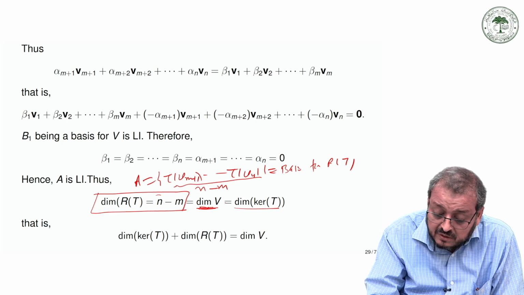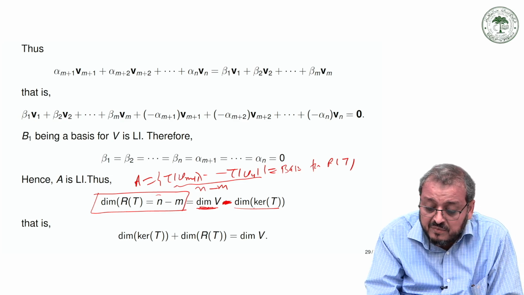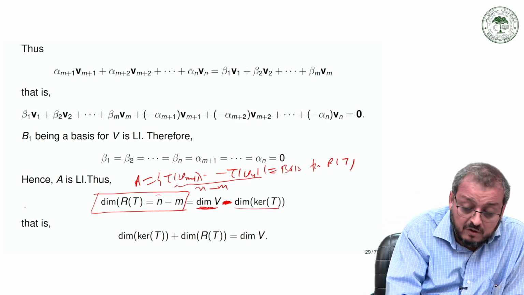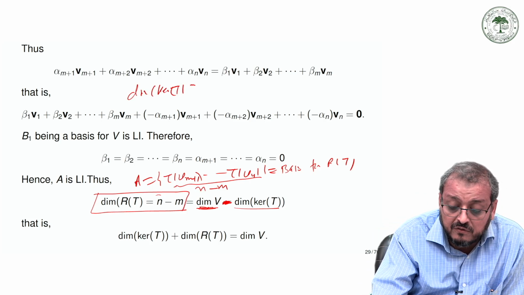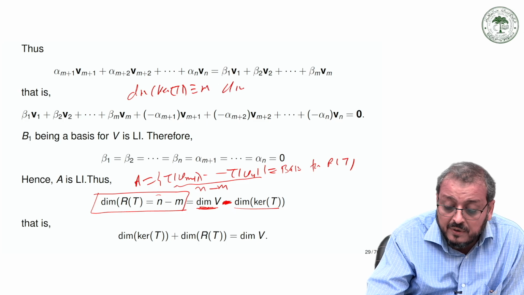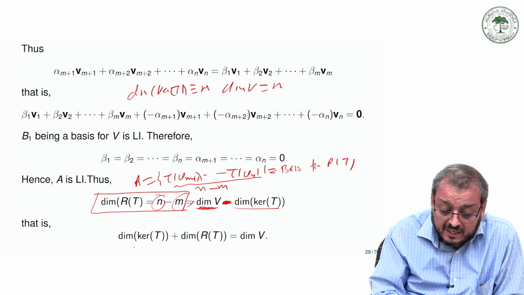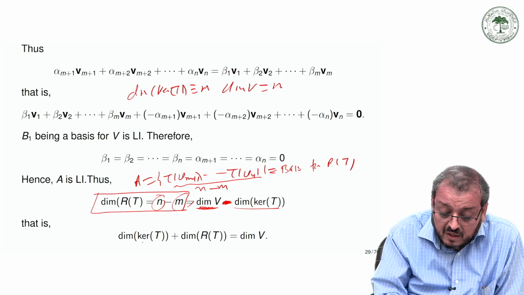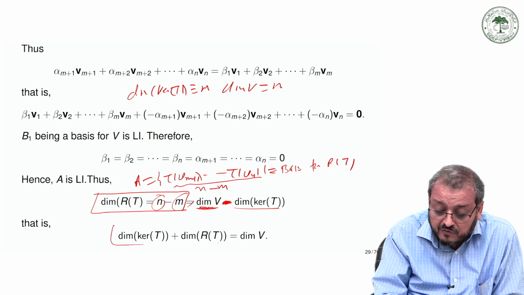This is minus: the dimension of V minus the dimension of the kernel of T, because we assumed that the dimension of the kernel of T is m, and the dimension of V is n. So n is the dimension of V and m is the dimension of the kernel of T. That means the dimension of the kernel of T plus the dimension of the range of T is equal to n.